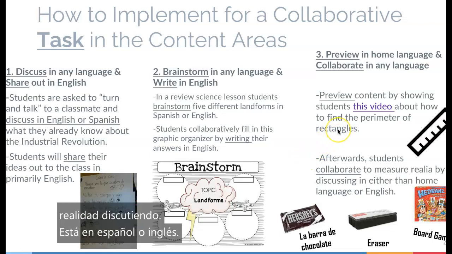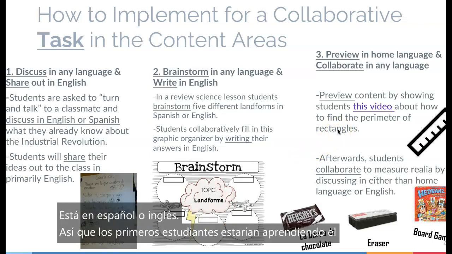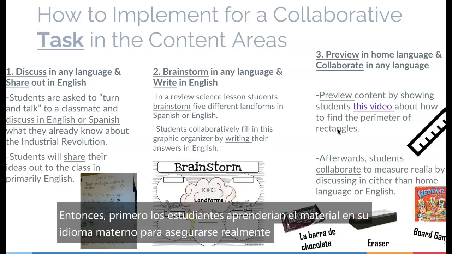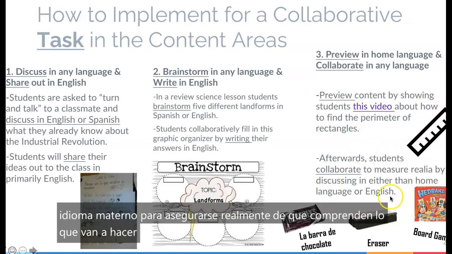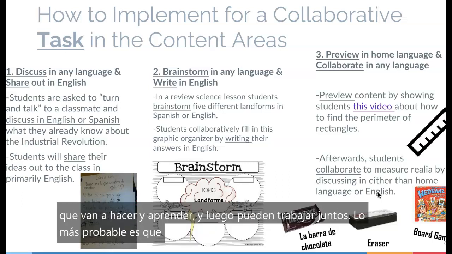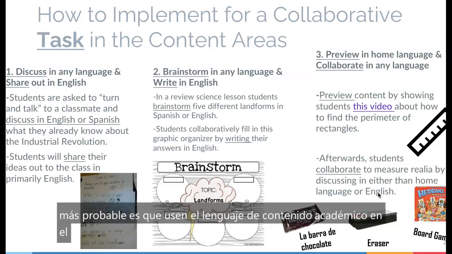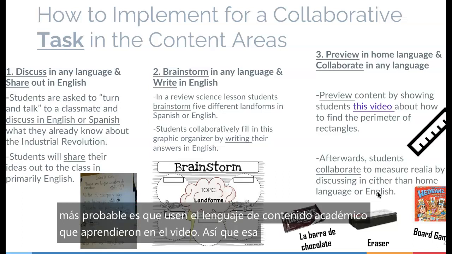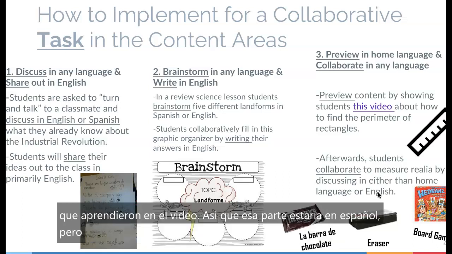So first, students would be learning the material in their home language to really make sure that they comprehend what they're going to be doing and learning. And then afterwards, they can work together. They'll most likely be using the academic content language that they learned in the video, so that part would be in Spanish, but maybe other communication would be in English that they're doing during that activity.